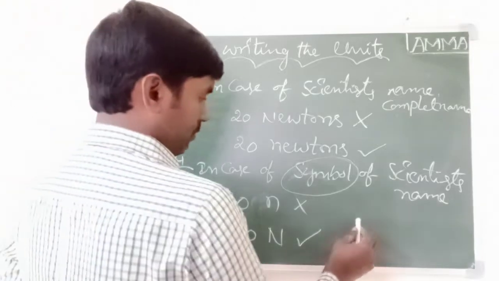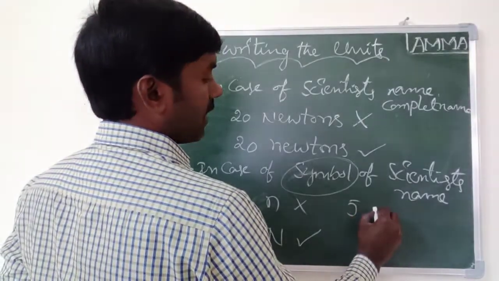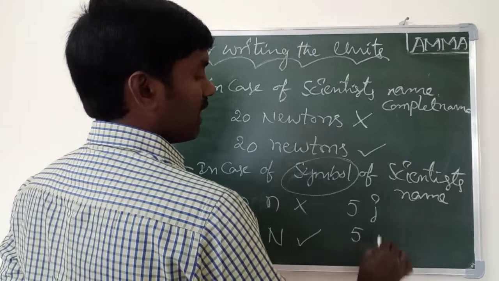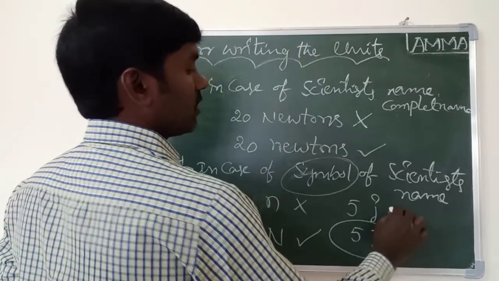So in this case, for suppose 5 joules are there. Don't use a small letter, just 5, capital J is the correct one. The small letter is the wrong one.